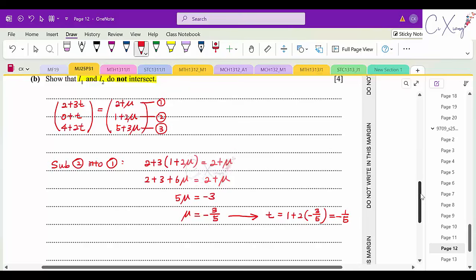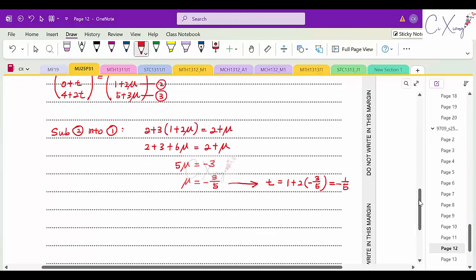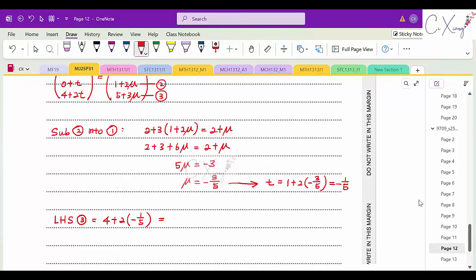We have to substitute the value of mu and t back into the third equation. So I substitute into the left-hand side of the third equation. What do I have here? I have 4 plus 2t. I substitute the value of t into my equation, so it will have negative 1 over 5 here. Then simplify it, and the value that I get should be 18 over 5.